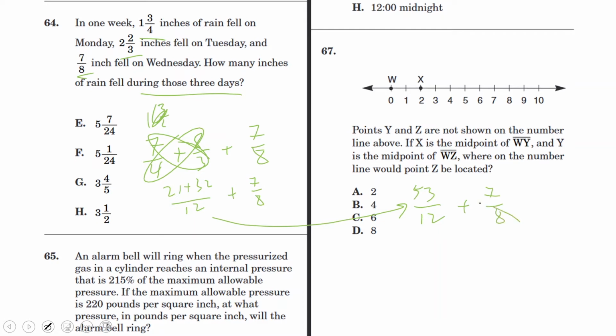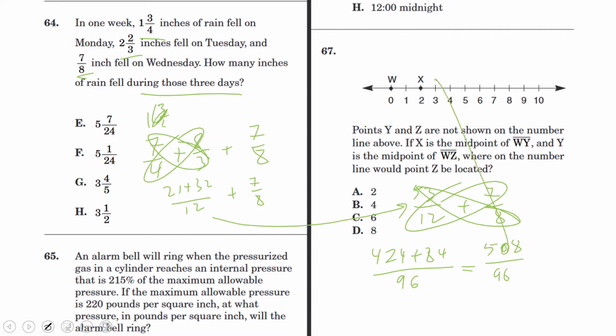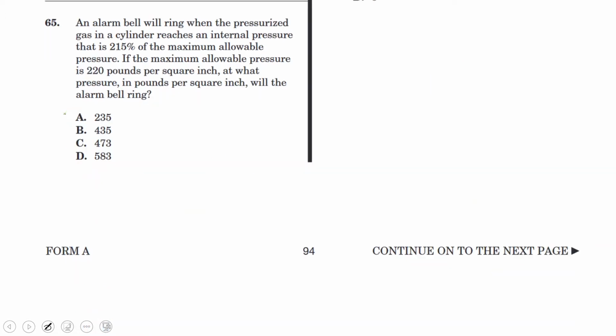Let me just do the cross multiplication. So that is equal to 424 plus 84 over 96. So that is 508 over 96. Now I need to keep simplifying it. Divide by 2, 254 over 48, divided by another 2, that's 24 right here, and on top it's going to be 127, and that is 5 and 7 over 24. Nice. Here we go. Next.